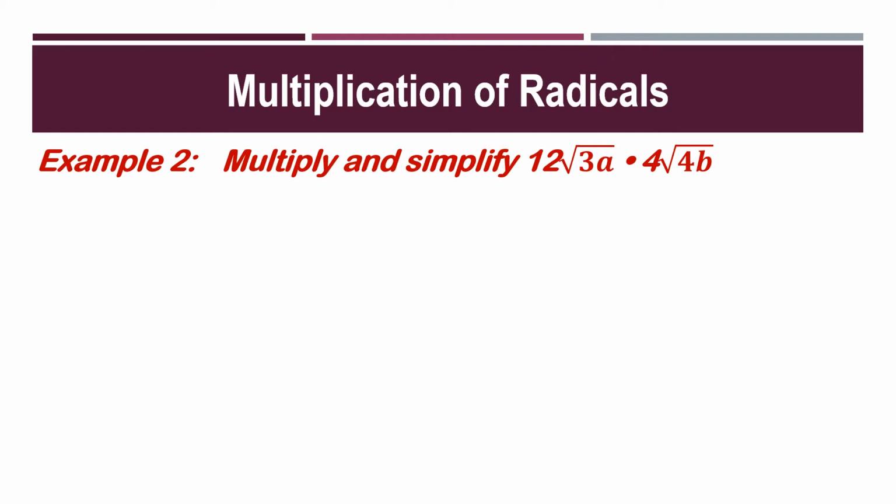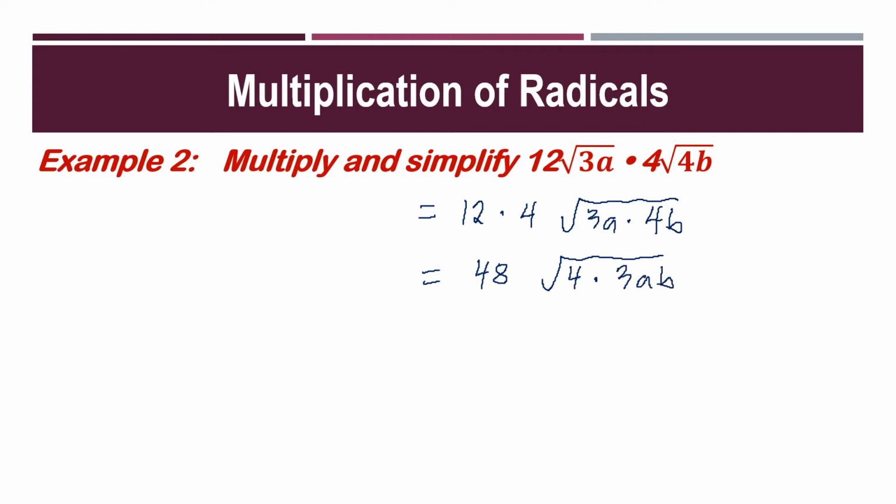Multiply and simplify 12 square root of 3a times 4 square root of 4b. First, we multiply 12 and 4, and then multiply the radicands 3a and 4b. 12 times 4 is equal to 48. 3a times 4b is the same as 4 times 3ab. Now 4 is a perfect square, and the square root of 4 is equal to 2. Now the radicand 3ab will be left inside the radical sign.